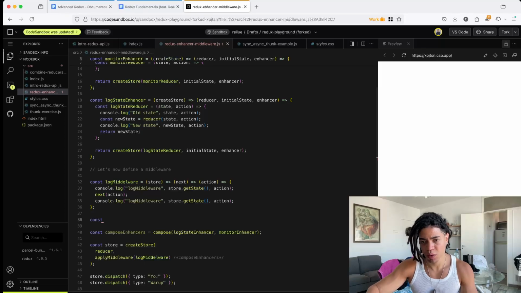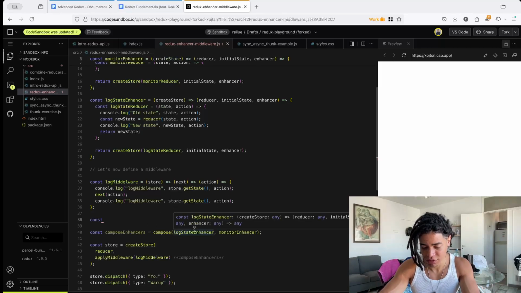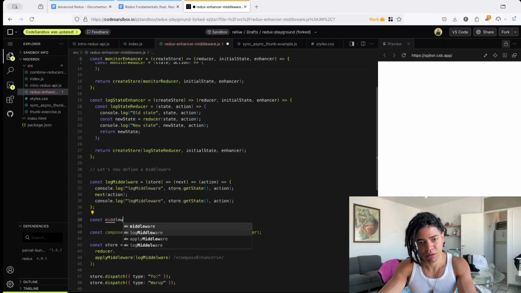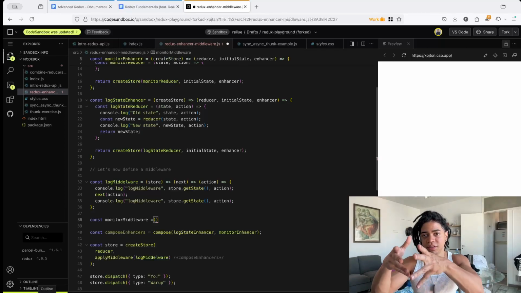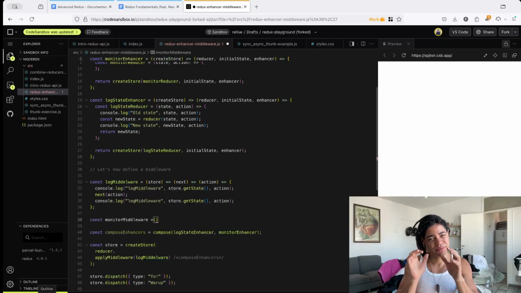Okay, so what we want to do here is measure how long this interception, how long this action takes. So based on that logic, we say, hey, monitor middleware. Because this is a middleware, we're going to get the store. Specifically, what we're going to get is getState and dispatch, right?